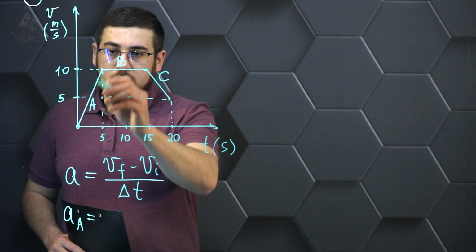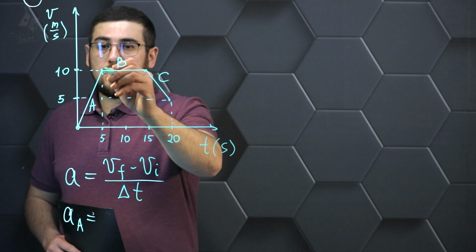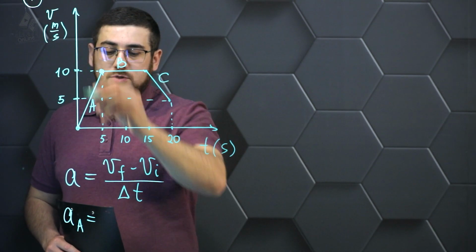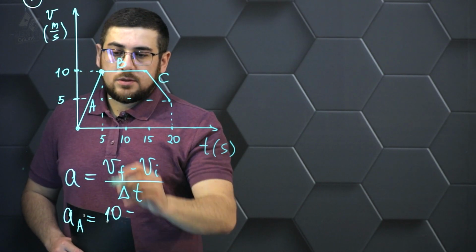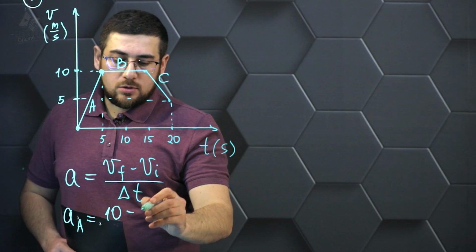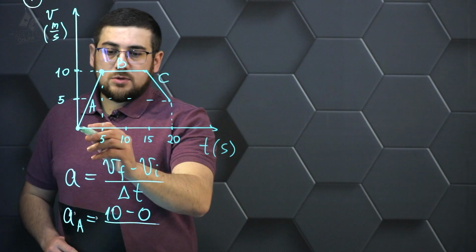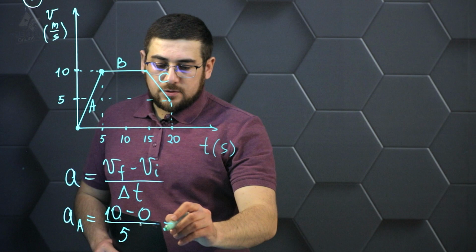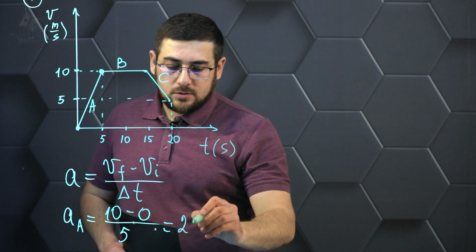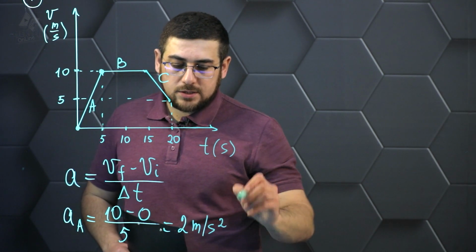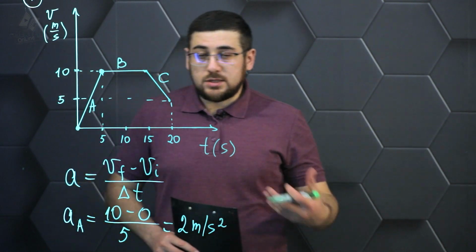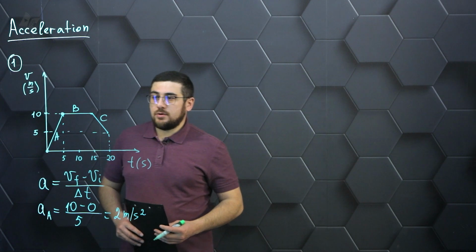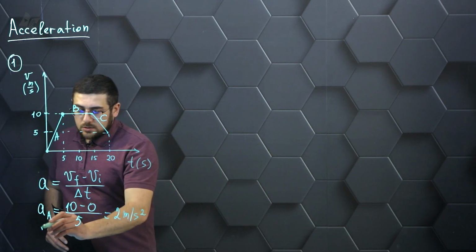In the first interval, the acceleration is determined by the change in velocity, with the terminal velocity for this period being 10 meters per second. The initial velocity for this section is 0, and the time at which the change in velocity occurred is 5 seconds. And accordingly, we get the answer 2 meters per second squared. Moreover, the acceleration here is positive. This indicates that the speed is increasing. The movement is equally accelerated.